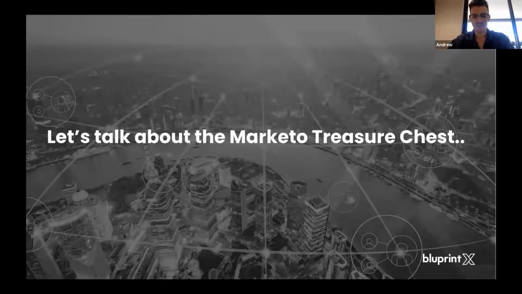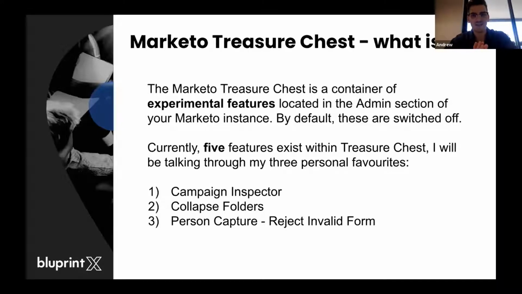So now let's jump into the treasure chest. The Marketo Treasure Chest is essentially a container of experimental features that's located in the admin section of your Marketo instance. So if you're an admin and you go into the admin section, you scroll all the way to the bottom, there's a little treasure chest icon that has a few experimental features that are in beta of Marketo. Currently, there are 5 features within this. I'm going to be talking through my 3 personal favorites and give a mention to one more.